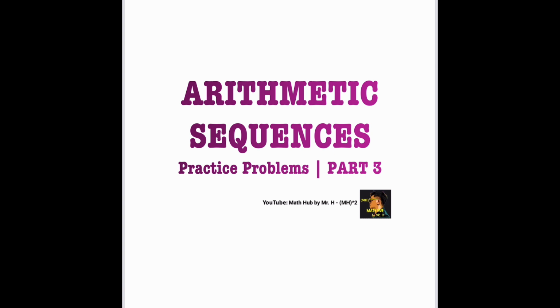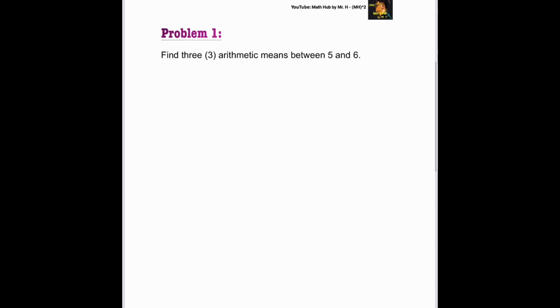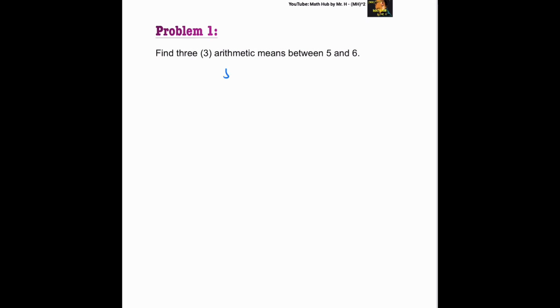Alright, so let's have a look at the first example. For problem 1, find 3 arithmetic means between 5 and 6. So in between 5 and 6, we need to find 3 terms. We will have 5, and 6. So basically, if you look at these numbers, we have the first term, and this is the 5th term. And we need to find the second term, the third term, and the fourth term.